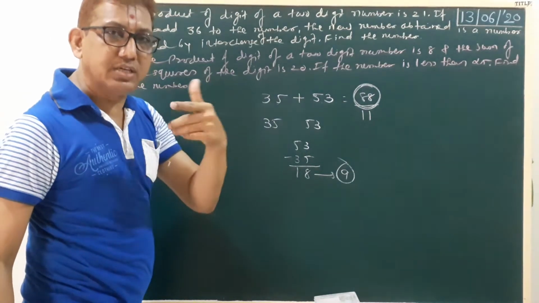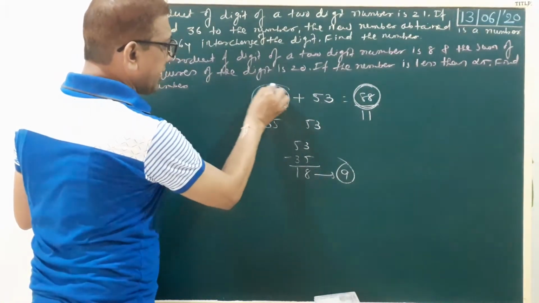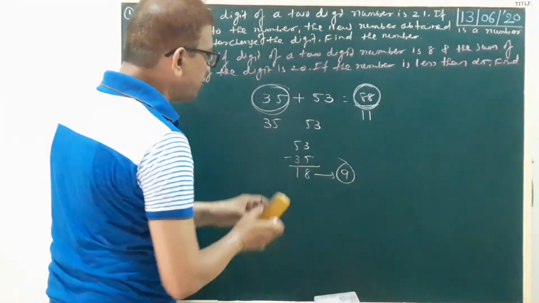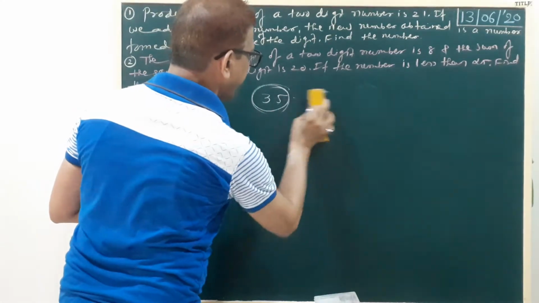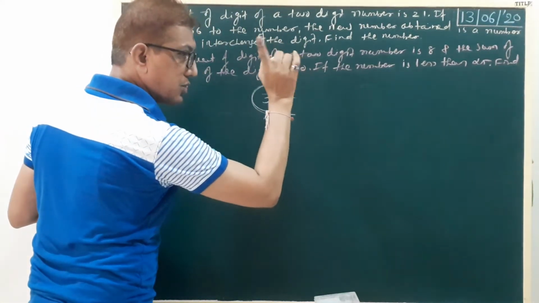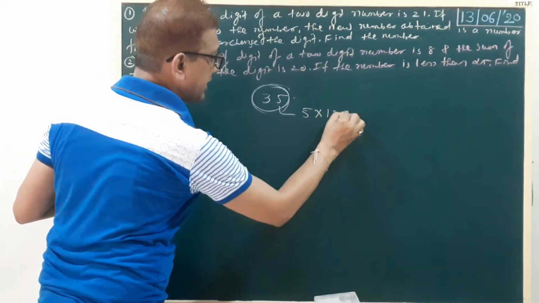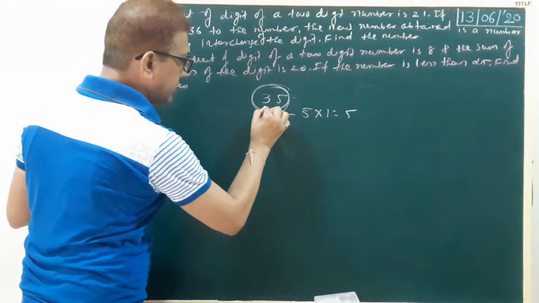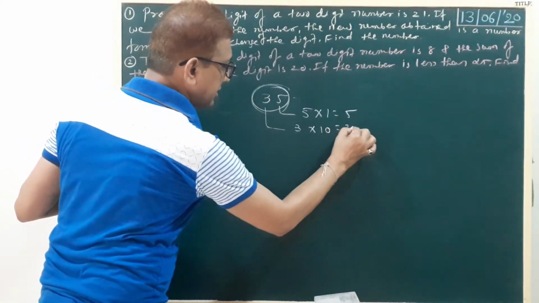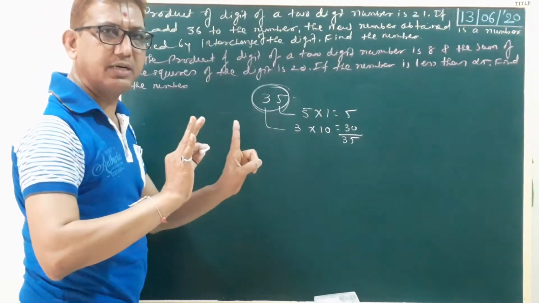Next thing also applies. Look here, we suppose 35, a two-digit number. Here 5 is the unit digit, so multiply by 1. And 3 is the tens place, so 3 multiplied by 10 is 30. Then we add 5, giving 35. This is your original number.